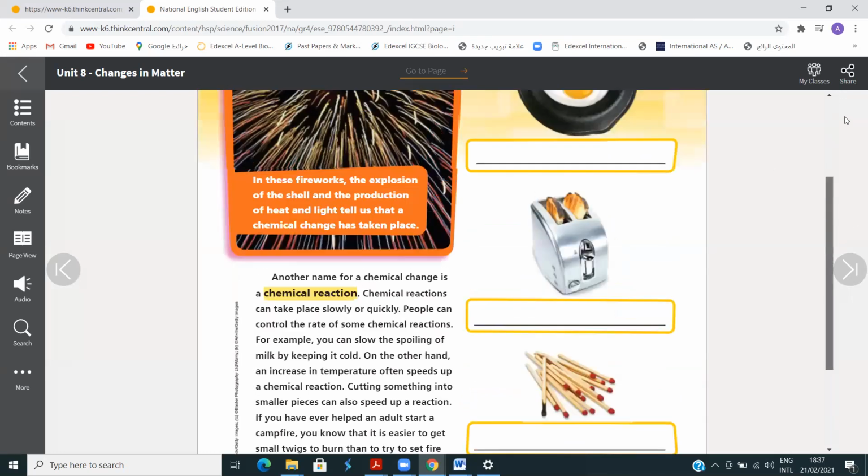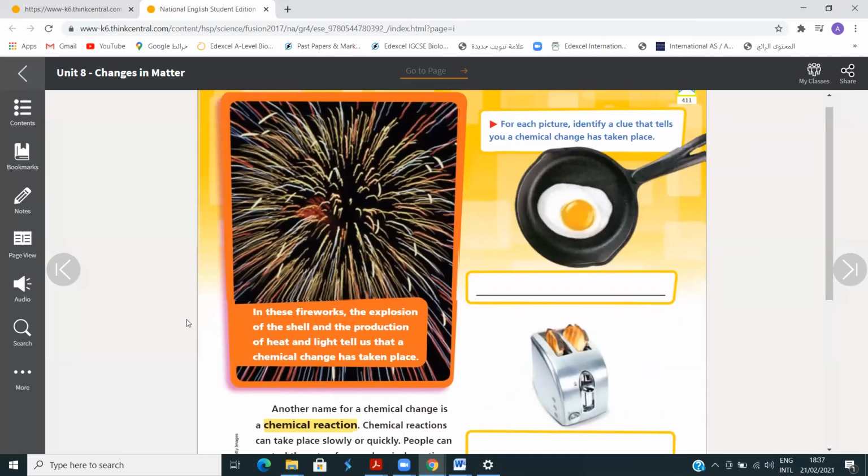The first image, I want one of my best students to read. Yazid Abdullah, how are you, Yazid? I am fine, thank you. Can you read the question?